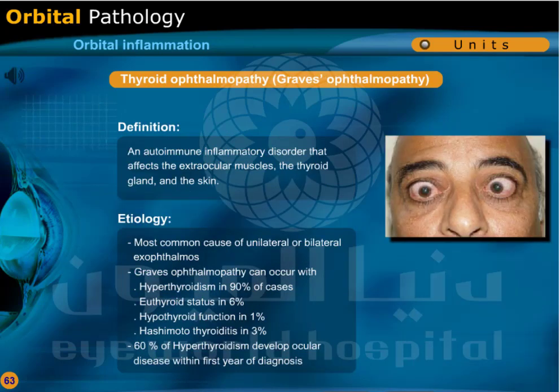Thyroid ophthalmopathy or Graves' ophthalmopathy. This is an autoimmune inflammatory disorder that affects the extraocular muscles, the thyroid gland, and the skin. This is the most common cause of unilateral or bilateral ectophthalmos. Graves' ophthalmopathy can occur with hyperthyroidism in 90% of cases, euthyroid status in 6%, hypothyroid function in 1%, Hashimoto thyroiditis in 3%. 60% of hyperthyroidism develop ocular disease within first year of diagnosis.